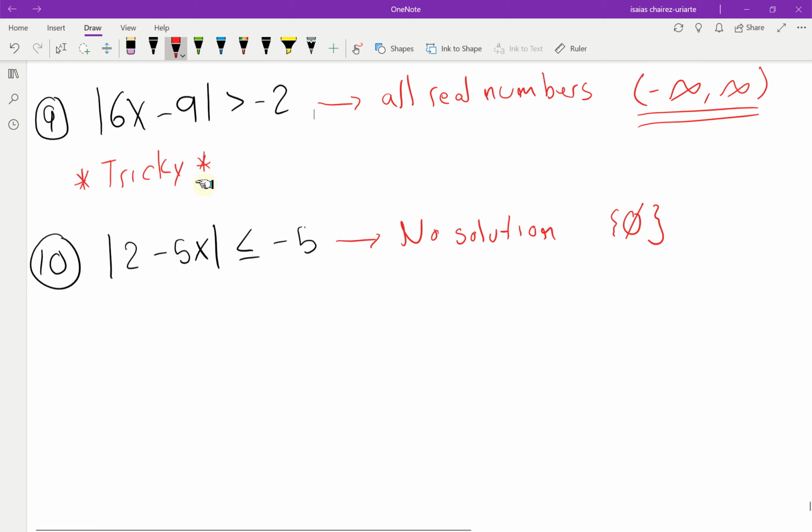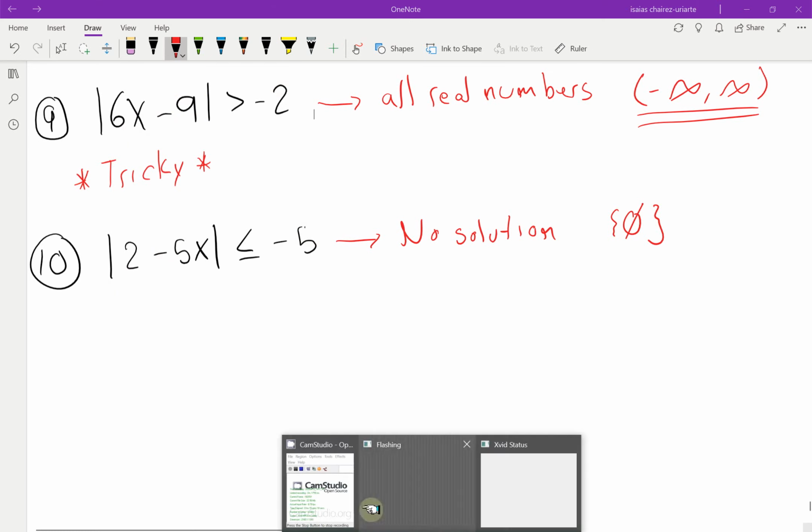Anytime that you have absolute value and then you have something negative on the other side, pause for a second. Don't just go with the flow. Think for a second about what's going on, because keep in mind that the absolute value is always positive. And so then it's always bigger than something negative, and it cannot be smaller than something negative.